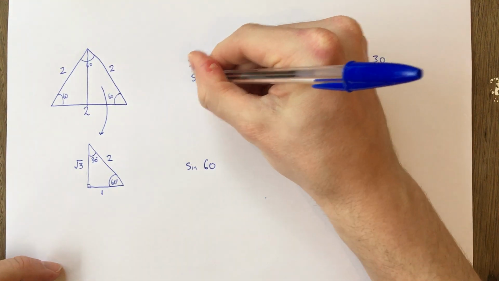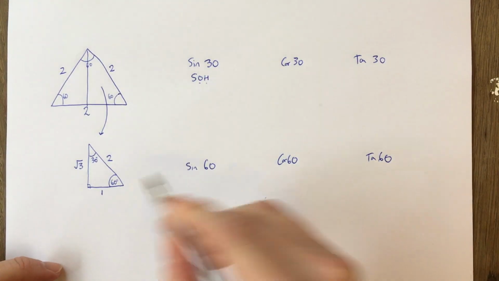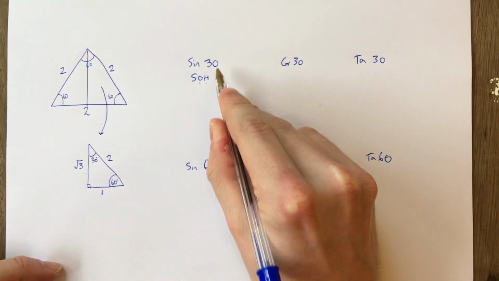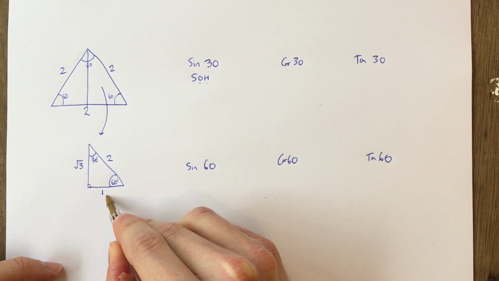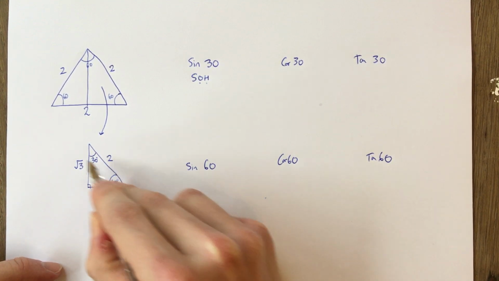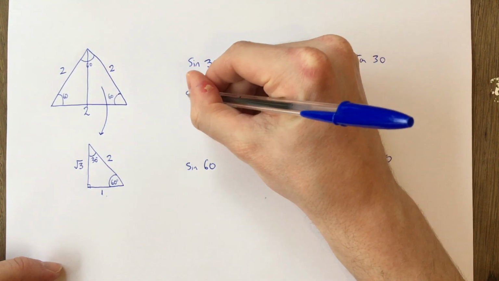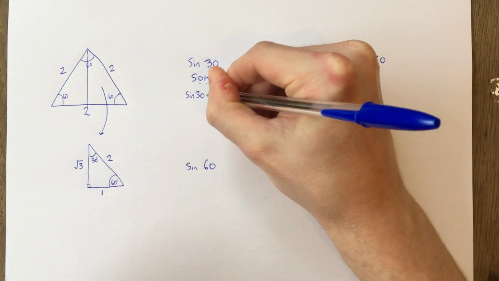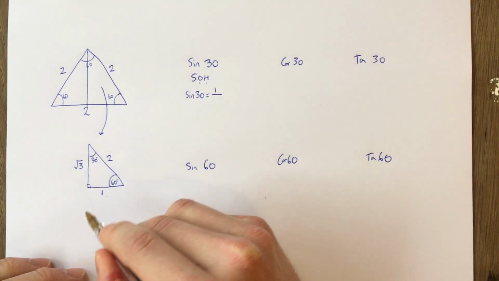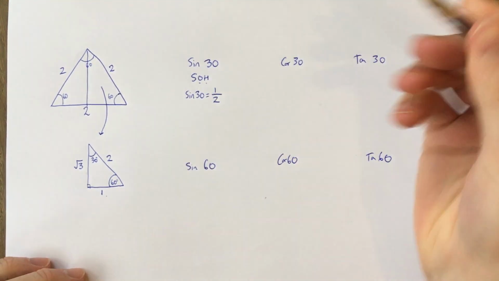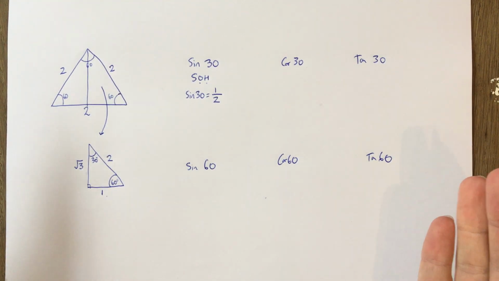Now, as you know, sin is SOHCAHTOA, so it's going to be opposite over hypotenuse. Because we're using 30 here, our opposite is going to be that. Our hypotenuse is going to be this, and our adjacent is going to be that. So, opposite will be 1. So sin 30 equals 1 divided by the hypotenuse, which is going to be 2. Therefore, sin 30 is the same as a half. That's our value right there.